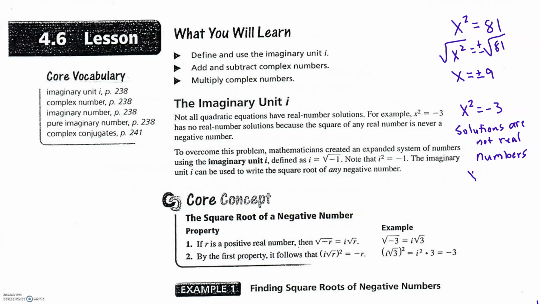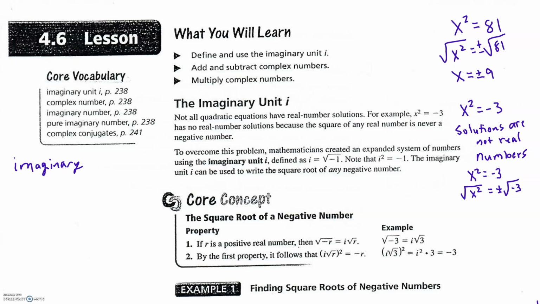x squared equals negative 3 does have solutions. We do the square root to undo the square. We do a plus or minus square root of negative 3. And we do get two solutions, but they are not real numbers. So we're going to build a new system of numbers called the complex number system that will give us solutions to equations like x squared equals negative 3. So we're going to start with the imaginary unit i.